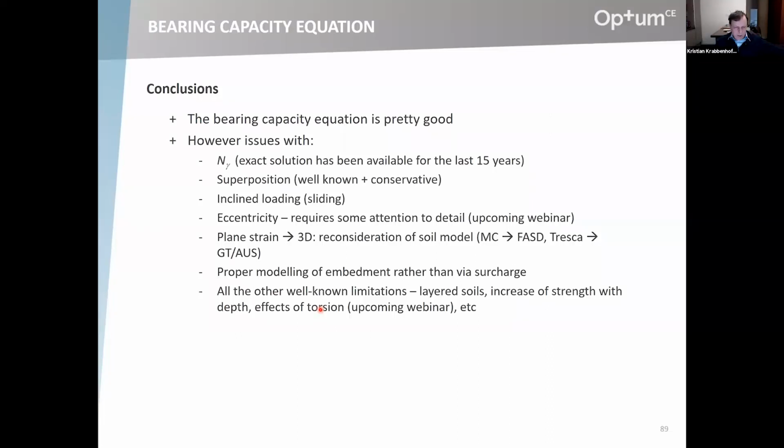And there's all kinds of other well-known limitations where the bearing capacity equation doesn't really apply. Layered soils, and increase of strength with depth for undrained analysis is an issue. The effects of torsion, this is something that we will be talking about in the upcoming webinar.